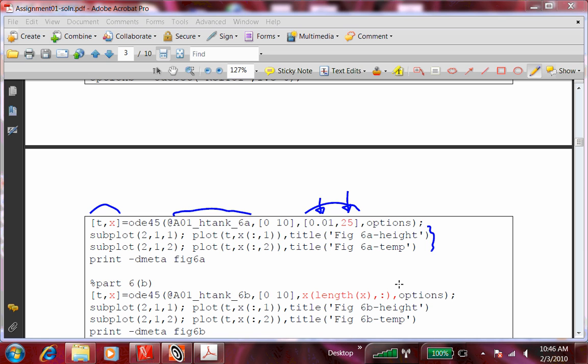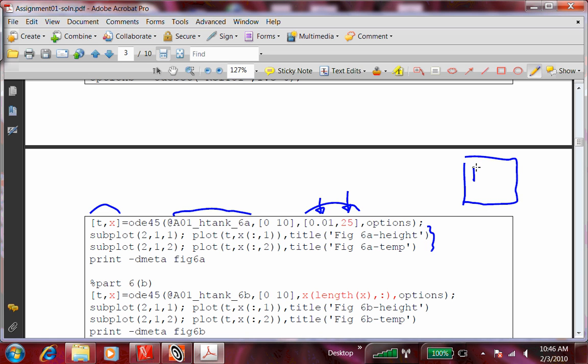You can. This command, this is one way of doing it. Basically, what you're going to do here is, on a sheet of paper, so this is your sheet of paper, you're going to produce two graphs, one below the other. Okay?